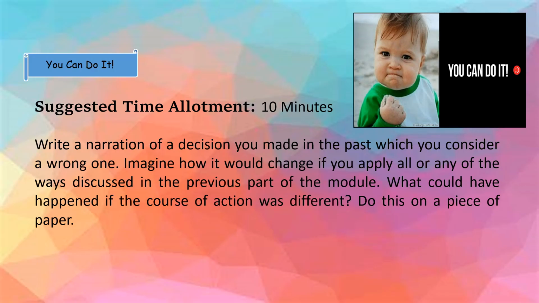Since we are done in our discussion, let's try this third activity in this module. You are going to write a narration of a decision you made in the past, which you consider a wrong one. Imagine how it would change if you apply all or any of the ways discussed in the previous part of the module. What could have happened if the course of action was different? And do this on a piece of paper.